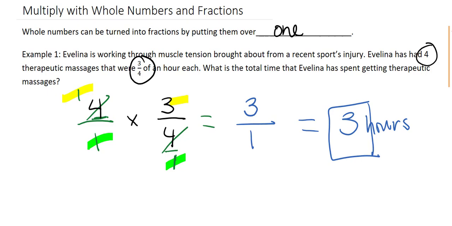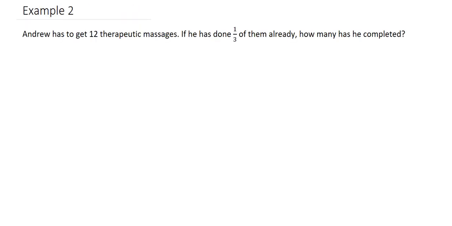Now let's go ahead and look at the next example. So example 2, Andrew has to get 12 therapeutic massages. If he has done 1/3 of them already, how many has he completed? So we have 12 times 1/3. Now we're going to put this over 1 to make it a fraction. And we can go ahead and multiply.